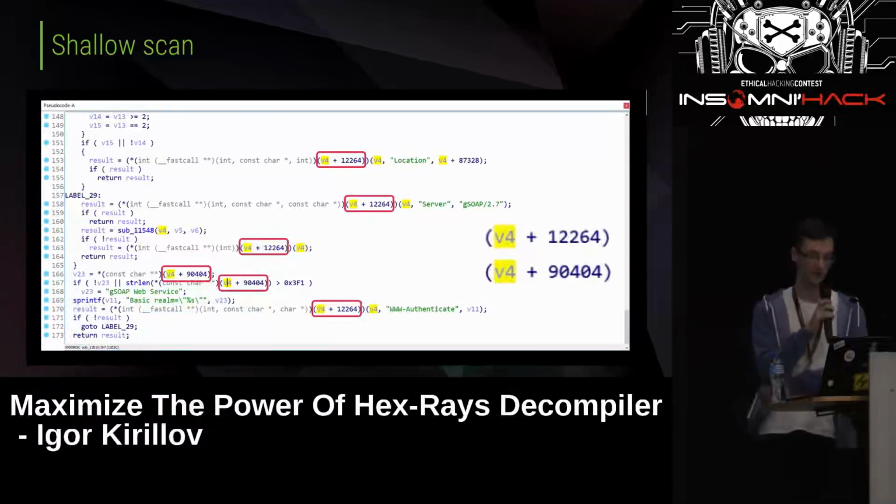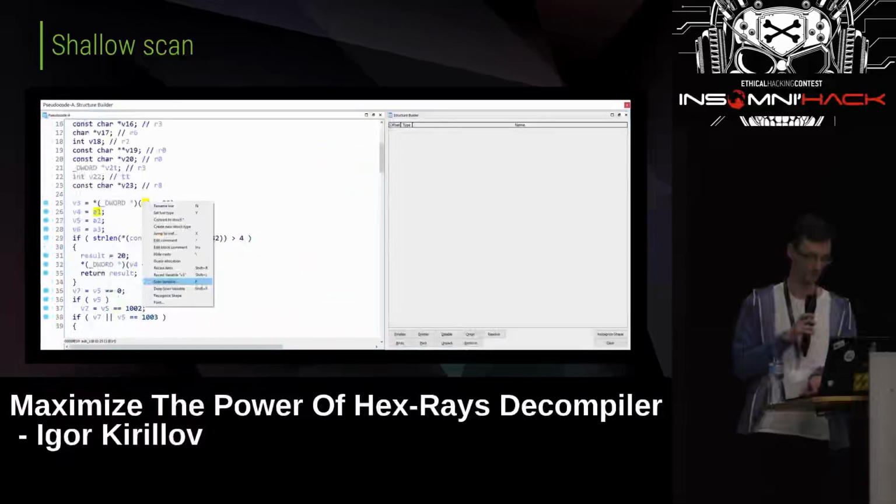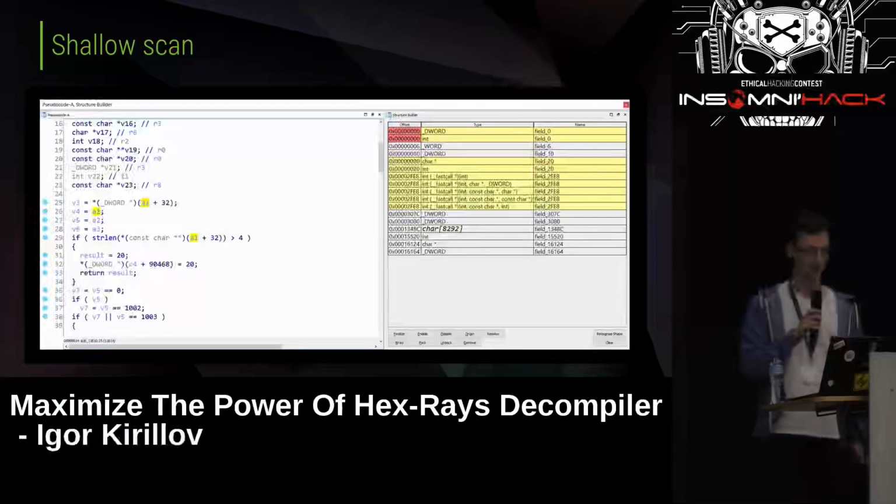Here you can see referenced members of some structure, and we can see that this structure has members at offset 90,000, which is quite a lot, and it would be highly painful to reconstruct it. So we move to the upper part of the function, and I started a shallow scan process. On the right side, I have opened the structure builder. And here we can see that information about members is collected.